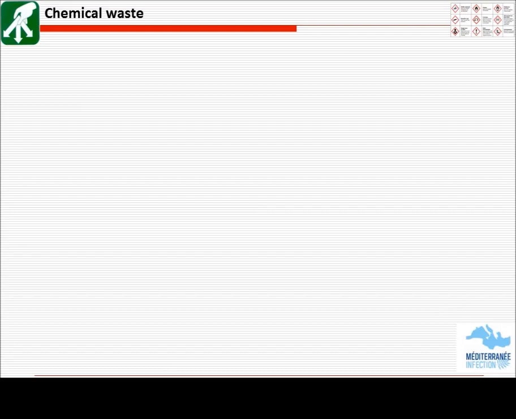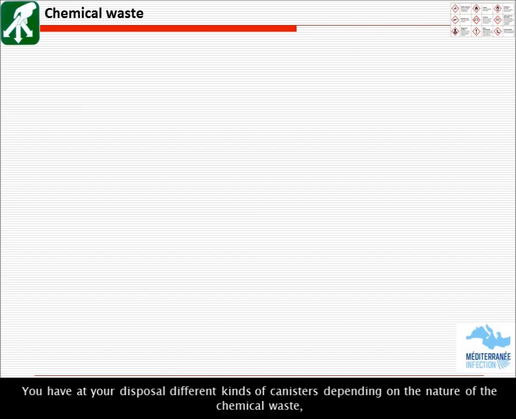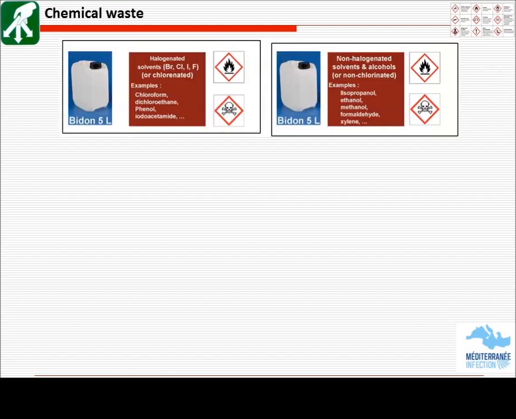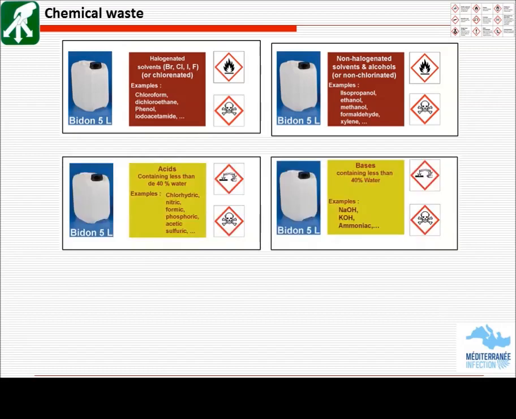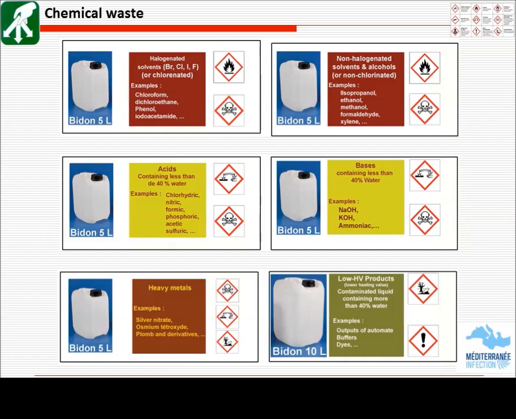You have at your disposal different kinds of canisters depending on the nature of the chemical waste. Here is the sorting present at the Institut Hospitalo Universitaire with some examples. Waste containing halogenated or non-halogenated solvents with some examples. Waste containing concentrated acids or bases with some examples. Waste containing heavy metals or low calorific liquids with some examples.